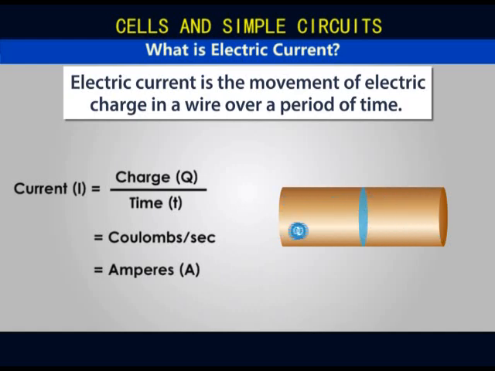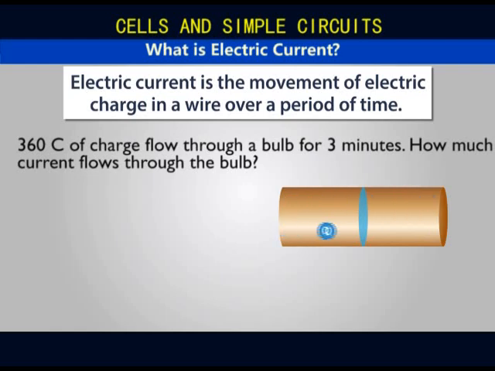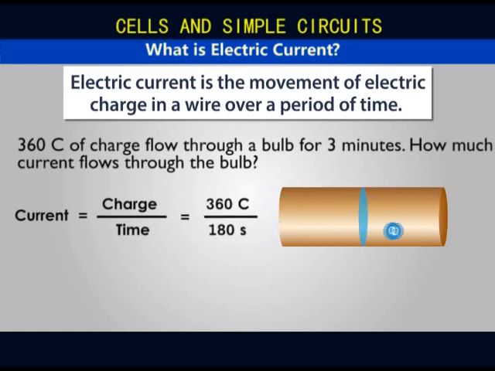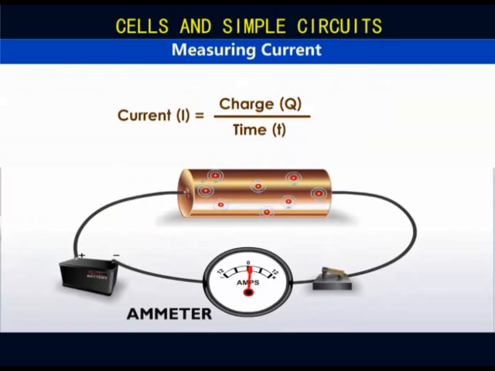And so, if 360 coulombs of charge flow through a bulb for a period of 3 minutes, we can calculate the amount of current flowing through the bulb. Current is equal to charge over time. 360 coulombs over 180 seconds gives us 2 amperes. The amount of current flowing in a circuit is directly measured by a device called an ammeter.